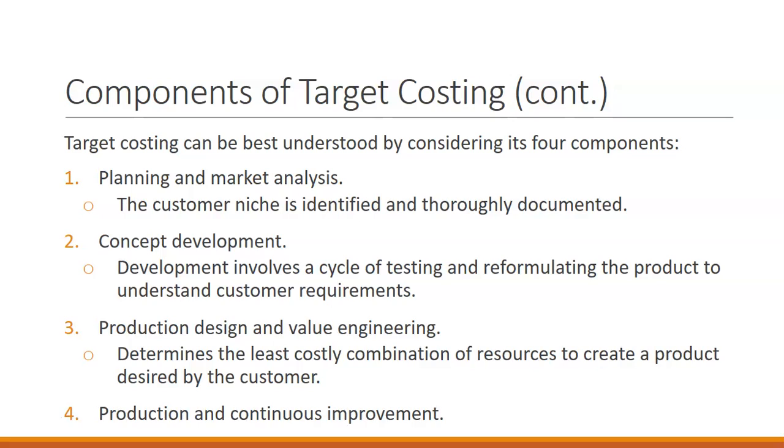So we do planning and marketing analysis. Who's available as customers? What are their demands? What are they willing to pay for? Then we go into our concept development. We have testing, research, we make product tests, and we go through to understand what our customer requirements are and simultaneously develop that value chain so that we're making sure we're meeting our customer requirements and we're keeping our costs low. Then we have our production design and value engineering.